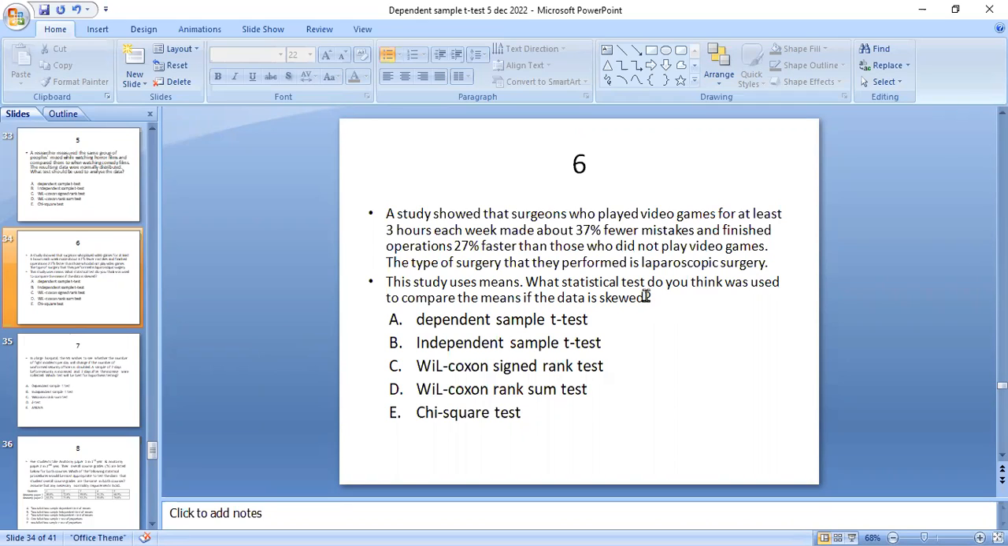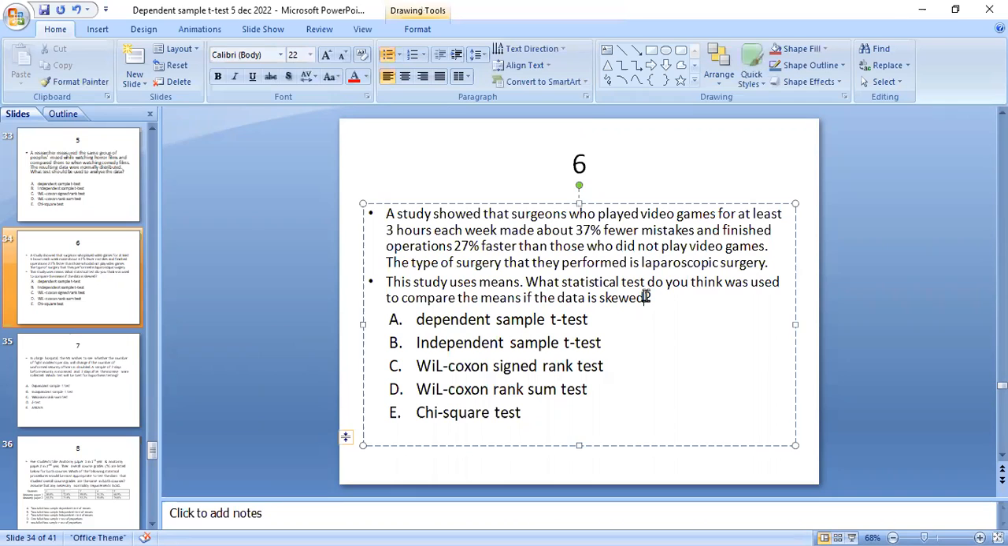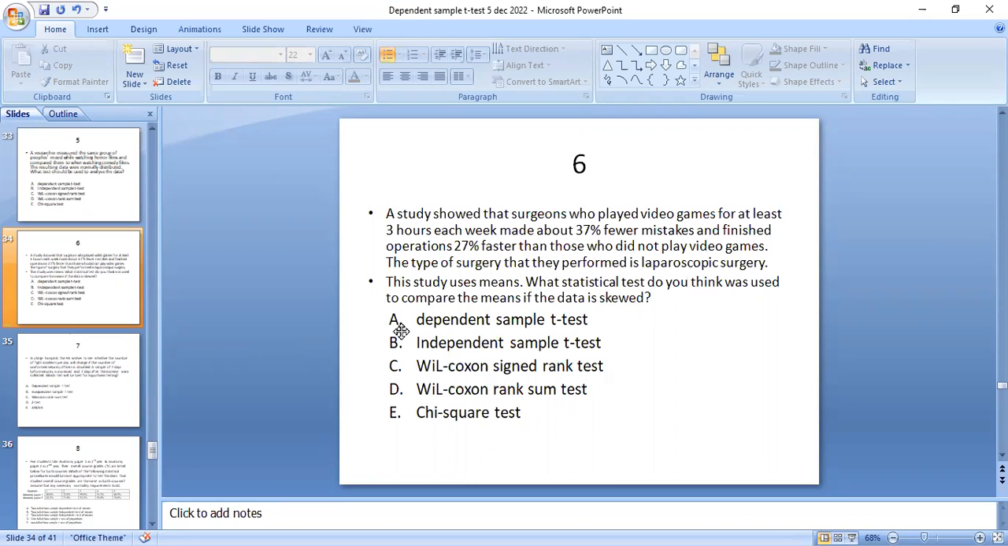We have to know some other option. The data is skewed. Charlie? Yes, Charlie. Wilcoxon signed rank test. As the data is skewed and the sample is dependent, so we will use the Wilcoxon signed rank test.